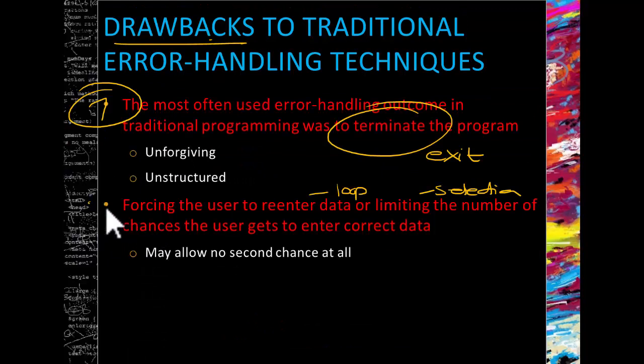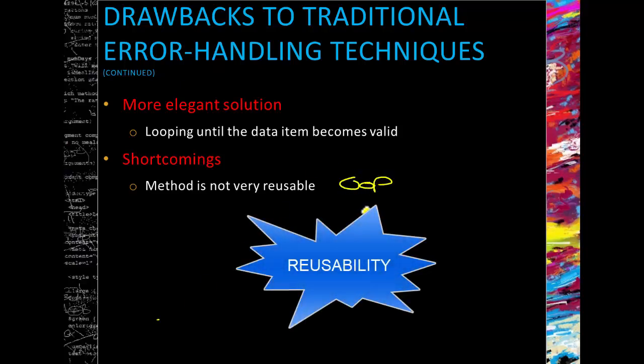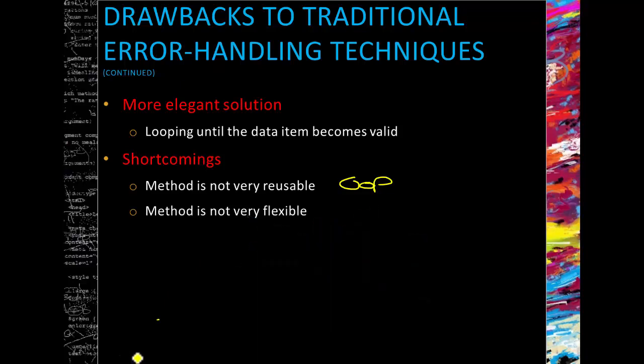Okay, so let's discuss the second traditional error handling technique, using loops and selections. Yes, it's a more elegant solution, looping until the data item becomes valid, but there are some shortcomings. The method is not very reusable, and remember, one principle of object-oriented programming is reusability. Next, the method is not very flexible, so your program will carry on and on. There's no restriction on how many times this user gets a chance, right?